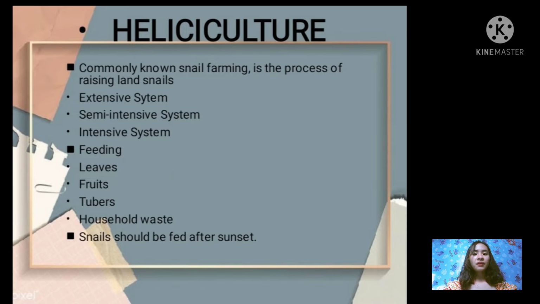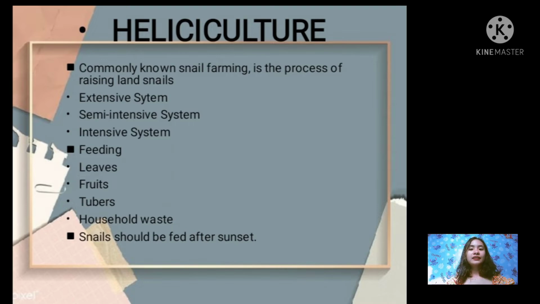Heliciculture, commonly known as snail farming, is the process of raising land snails. Extensive system, semi-intensive system, and intensive system. Feeding: leaves, fruits, tubers, and household waste. Snails should be fed after sunset.